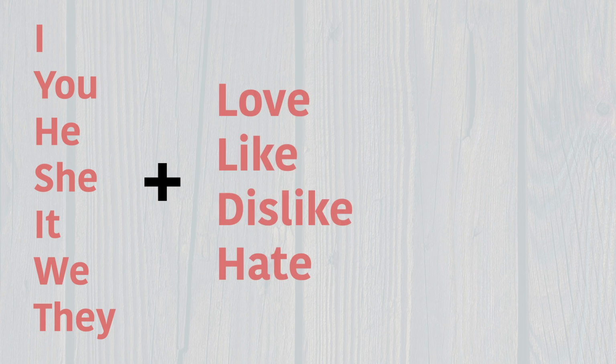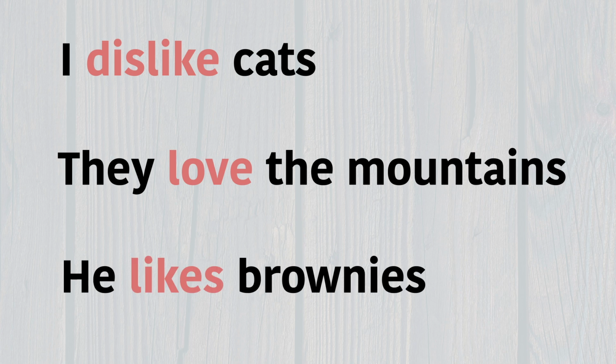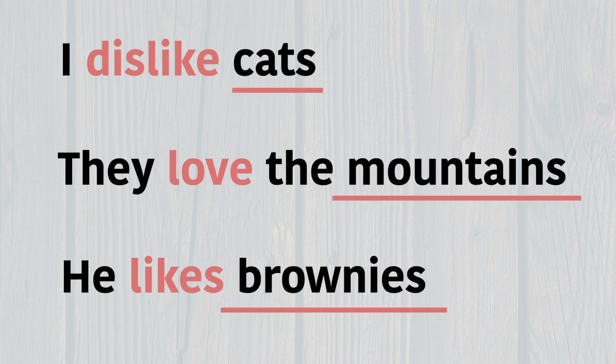So there are three ways to use these words. The first one is if you want to express how you feel about a person or a thing, which is also called a noun. So you would take your subject, one of these words, and then the thing that you wanted to talk about. So for example, cats. I dislike cats. That's not true, but for the example, just go with it. They love the mountains. He likes brownies. Notice here that the word you're talking about, if it's a count noun, then you need to make sure that word is plural. And if you don't know what count nouns are, then you can check out this video I made on it. Links in the description as well.